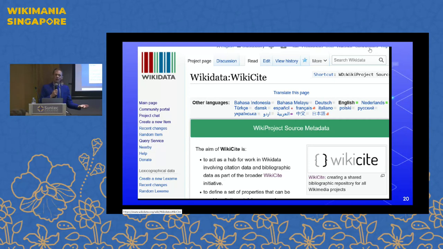If you'd like to get engaged in the WikiCite project, there's a project page in Wikidata. This is where you say, I need help doing something technically. I want to know more about it in a wiki project. You go here and there's other people who will talk to you 24 hours a day for the rest of your life about this WikiCite collection.